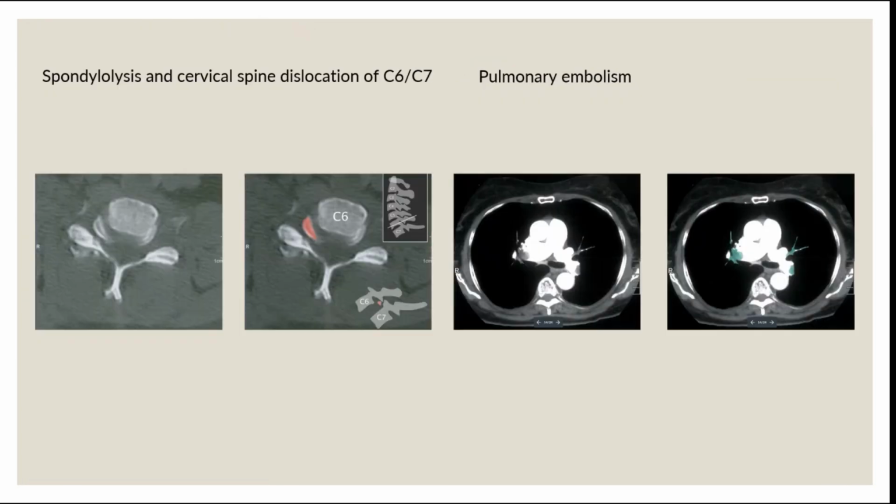Can go. We can see pulmonary embolism. So these blue dots show as embolized pulmonary vessels, and we can see the red one, which is spondylolysis and dislocation of the cervix, as it shows between C6 and C7, this point, the red point.